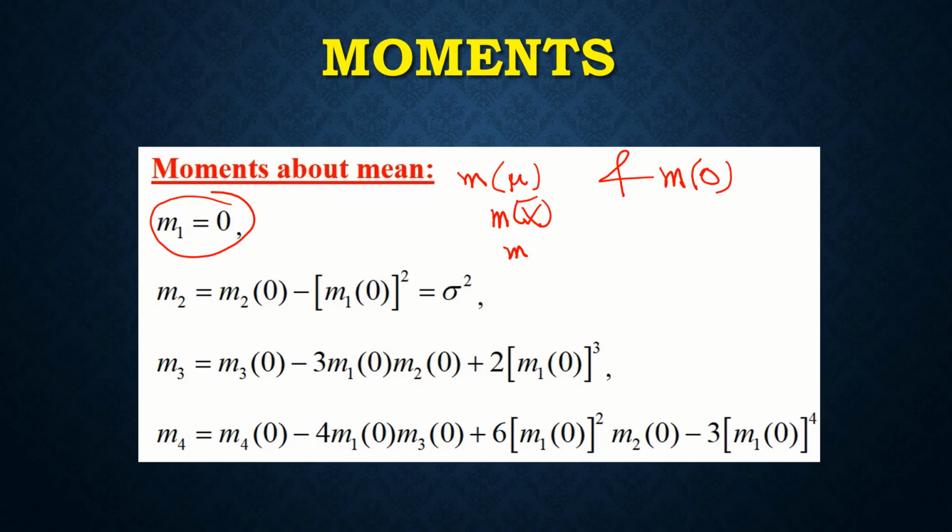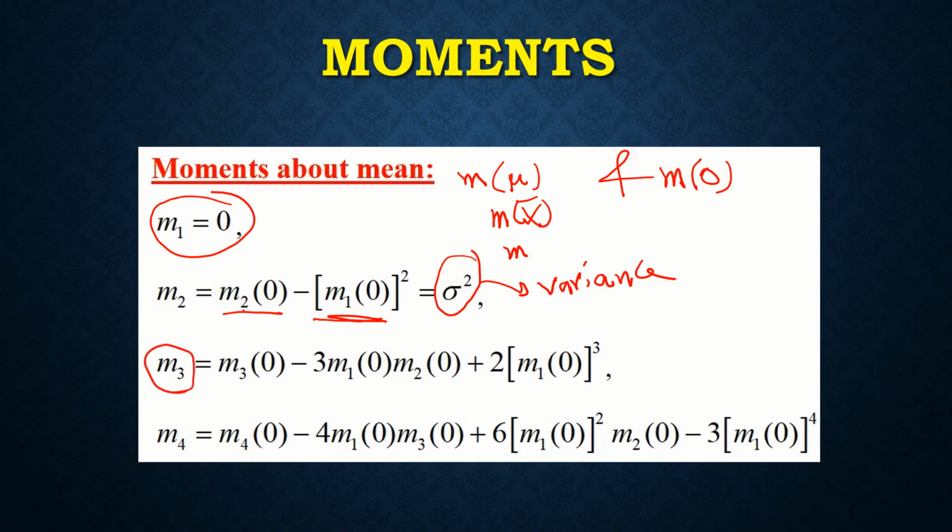m2, the second moment about mean, is equal to m2 of 0, the second moment about 0, minus the first moment about 0 squared. It's the sigma squared, and it's known as the variance. That's the variance. So we can write variance equals m2, the second moment about mean, or the second moment about 0 minus the first moment about 0 to the power 2.